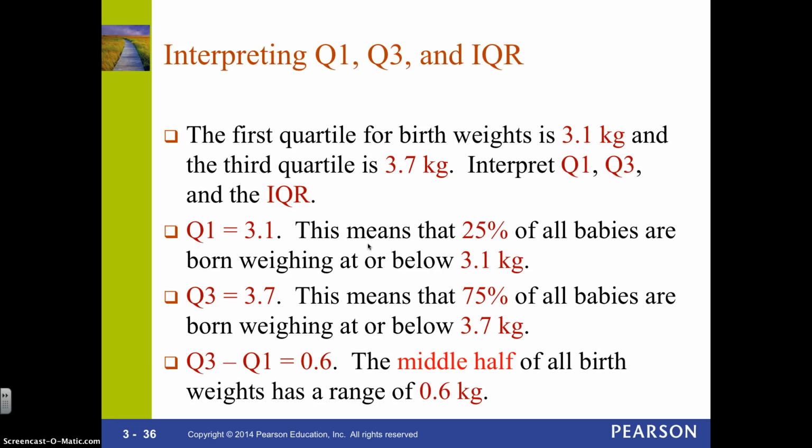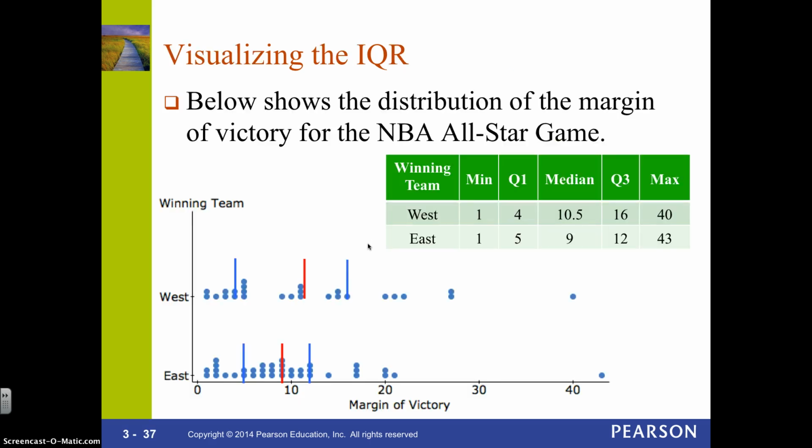So I can either word it in terms of 75% or 25%, depending on if you want to talk about the percent that are below 3.7 or the percent that's above 3.7. And then if I find the interquartile range, that would just be 3.7 minus 3.1, which is 0.6. So the middle half of all birth weights have a range of 0.6 kilograms. So it's just telling me how spread out the middle 50% of my data is.